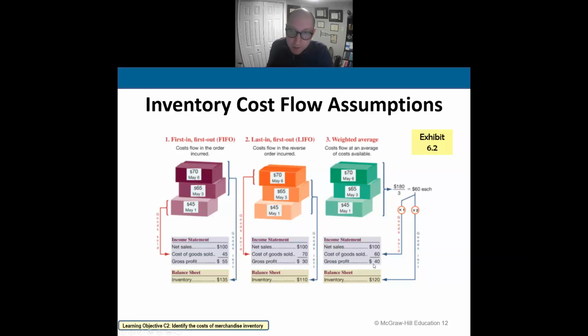And these are the types of discussions businesses have when they first start up. Which method do I want to select and why? So one reason why I might select option one, first in, first out, is because I get the highest gross profit. Option two, if I select last in, first out, my gross profit's lower, but my carrying costs of inventory are lower. So it's a good discussion.